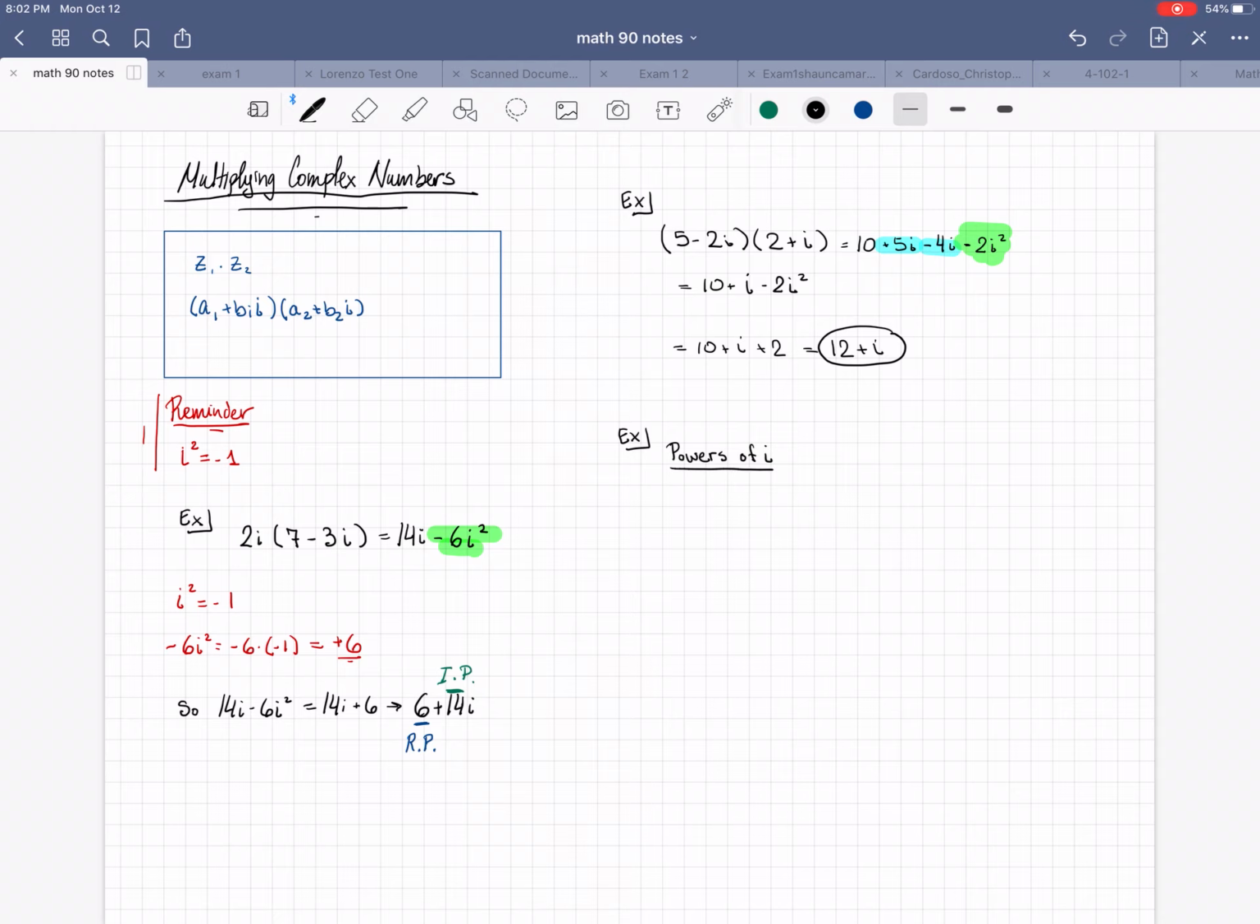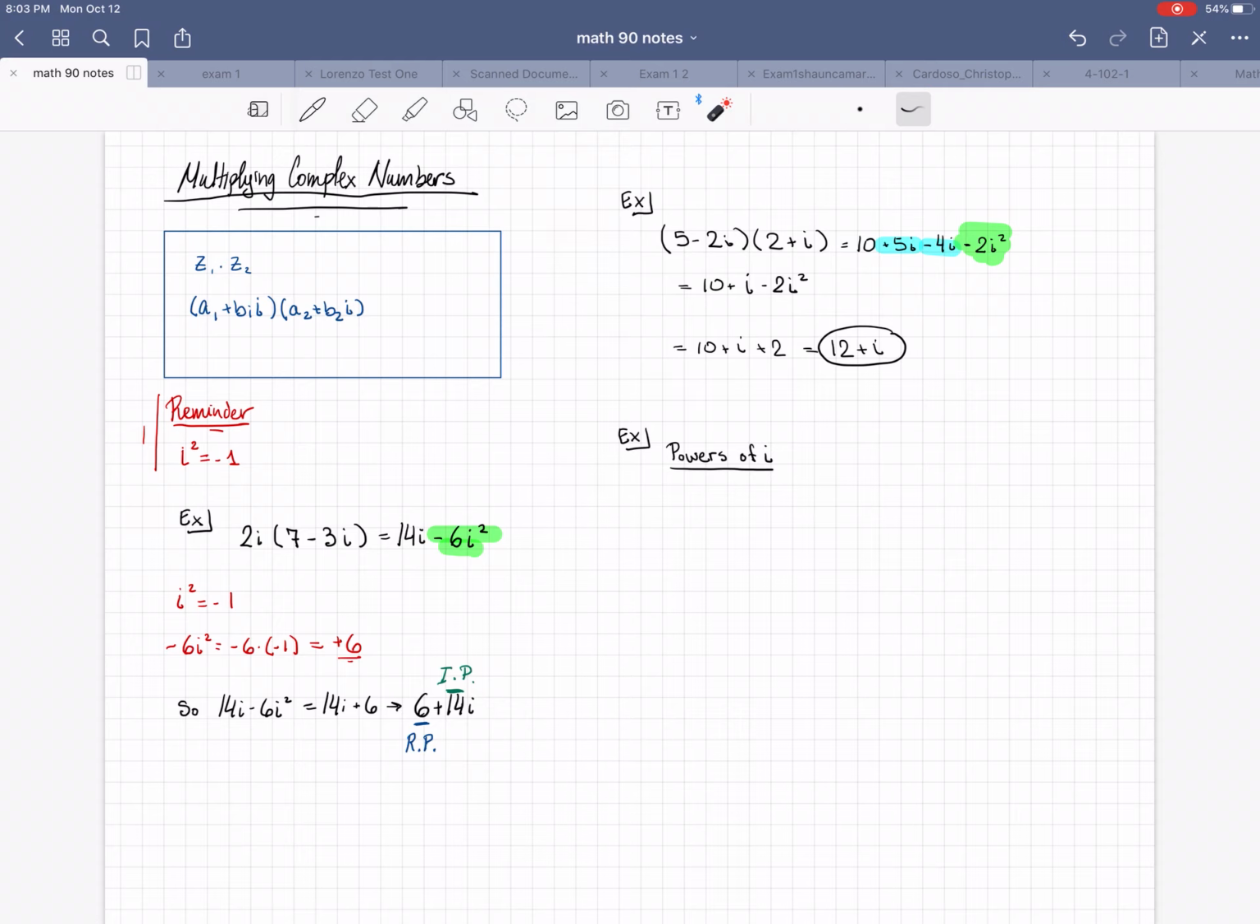The reason I want to talk to you about this is I'm sure some of you are thinking this. Okay, so when you multiply two complex numbers, you end up with an i squared, and that happens to work out because i squared is -1. But what if you multiply three complex numbers together? You'll get an i cubed in there.